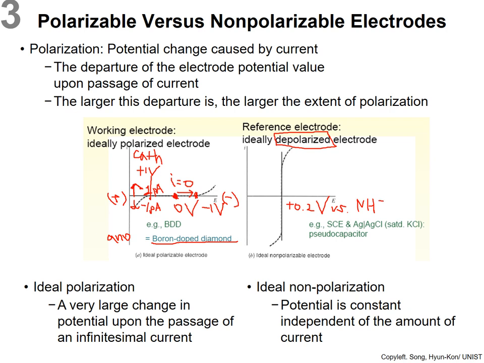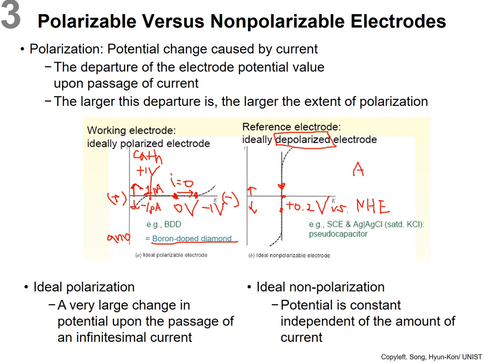And then, right now we are on here, and I have applied plus 1 picoampere to this electrode. What happens? There is no change of the potential of the reaction between silver and silver chloride. How about minus 1 picoampere? The same potential, plus 0.2 volt versus NHE. What happens inside of the reference electrode? Let me think about the reaction of the silver-silver chloride.